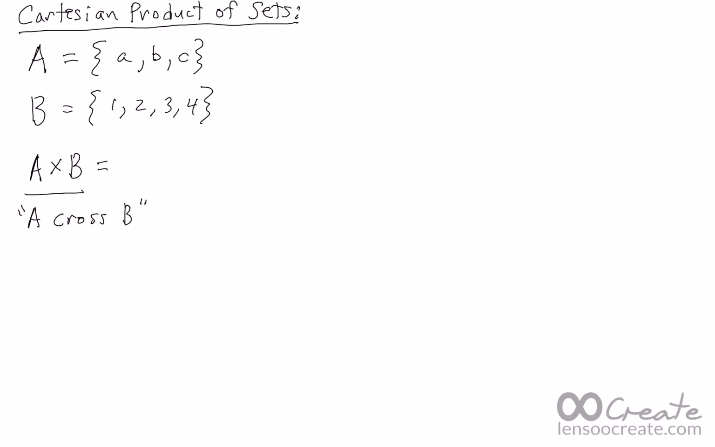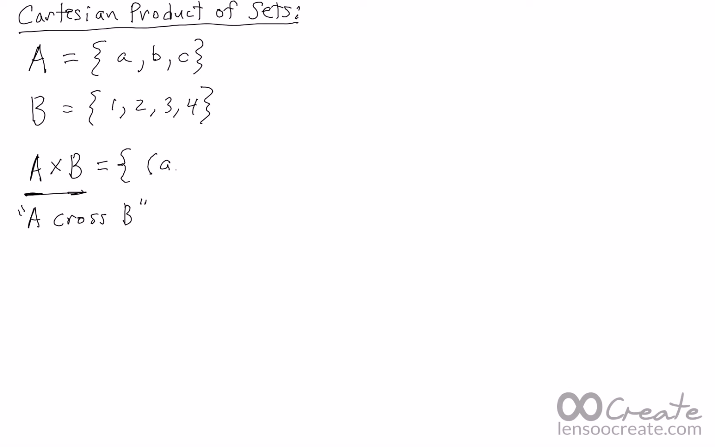The Cartesian product of these two sets is going to be the set of ordered pairs. I'll show you what an ordered pair is by example here, where the first element of the ordered pair comes from the set A, because it's the first one in the product, and the second element of the ordered pair comes from set B. And we're going to take all combinations of those. I'm going to write ordered pairs in parentheses with commas.